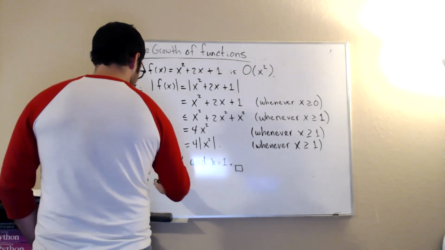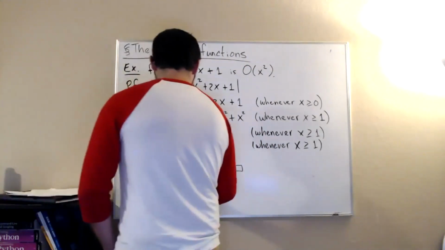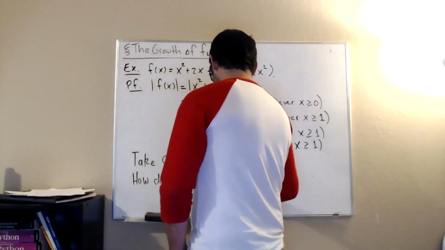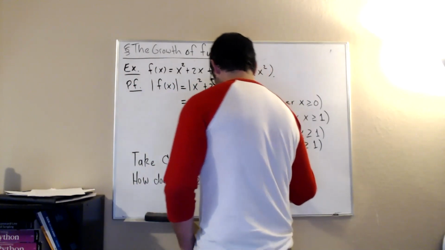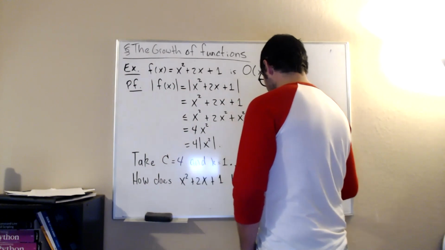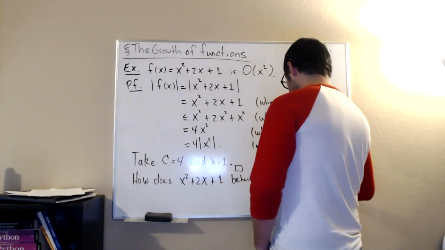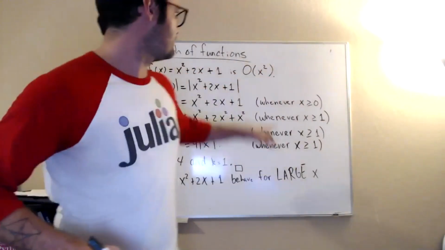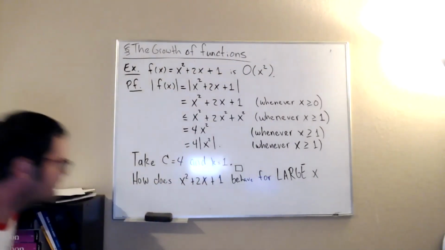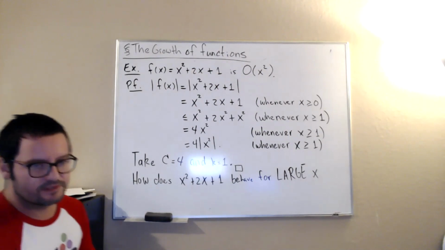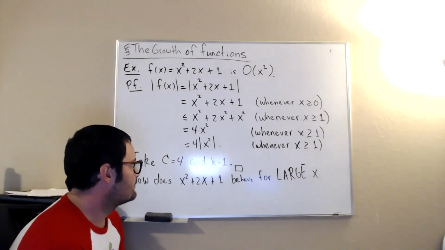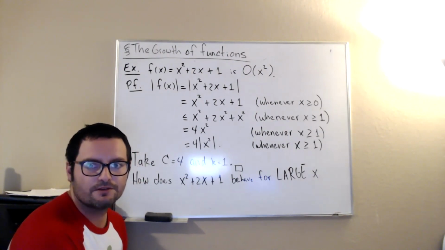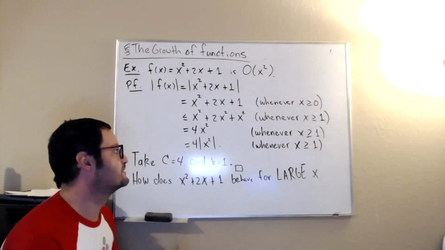how does x squared plus, was it 2x plus 1 behave for large x? So how does f, this function here, behave for large x? Well, imagine x is something like 2 to the power of billion, which is far more than the number of atoms there are in the universe. So 2 to the power of billion, that's a huge x, right?